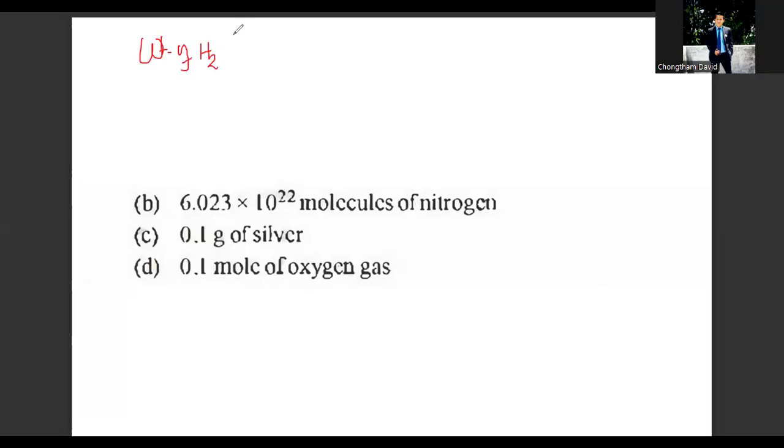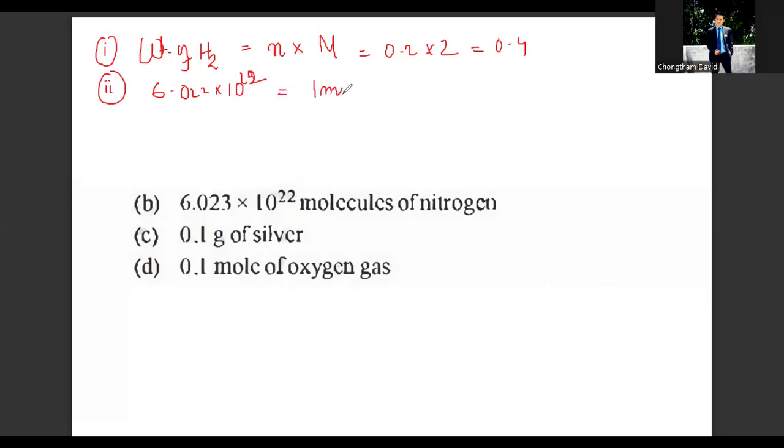Weight of hydrogen gas is mole into molecular weight: 0.2 into 2, which would be 0.4 grams. This is the first way. The second method is Avogadro's number, 10 to the power 22, equals to, this is 1 mole.